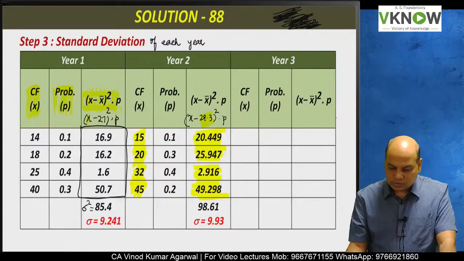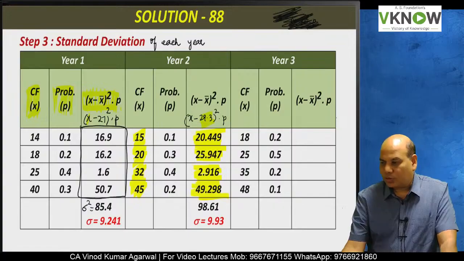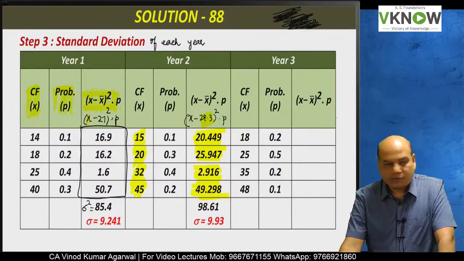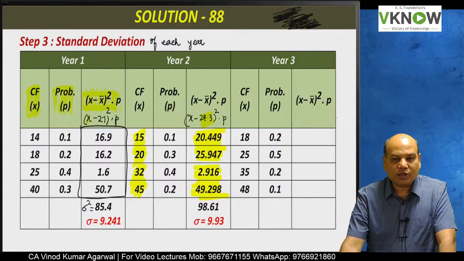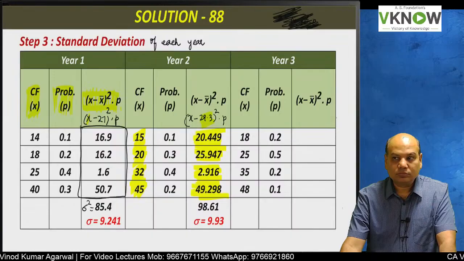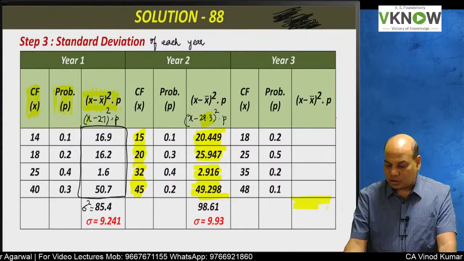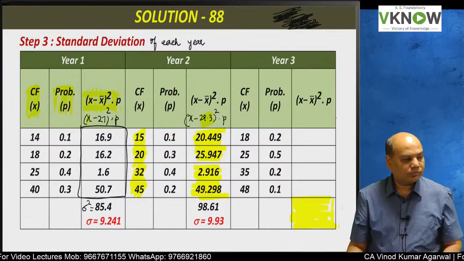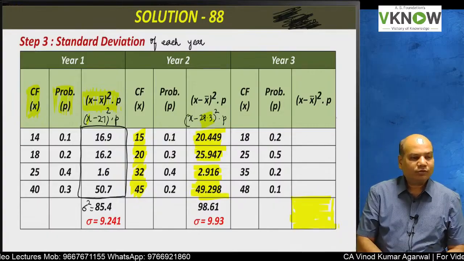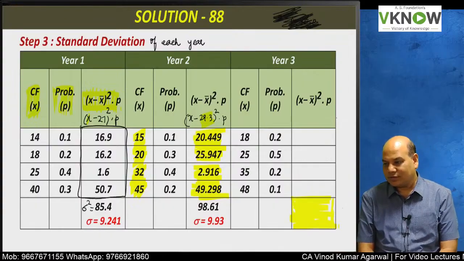Second year done, third year now. Take the cash flow and probability from the question book. Now I am waiting for you to reply with the total and the standard deviation. Please do it yourself. After 40 seconds, I'll check. 10 seconds for each calculation.